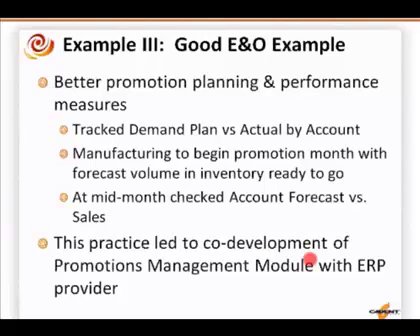And manufacturing committed to having the promotion ready to go the first day of the month that the promotion started, if it was a special package that required a 2-for-1 pack, or a special promotion that required different packaging. Then we would check mid-month the account forecast versus sales to see how the promotion was going, if we needed to light a fire underneath any of the sales guys, or maybe even reduce prices anymore to make sure that we sold all of it out.